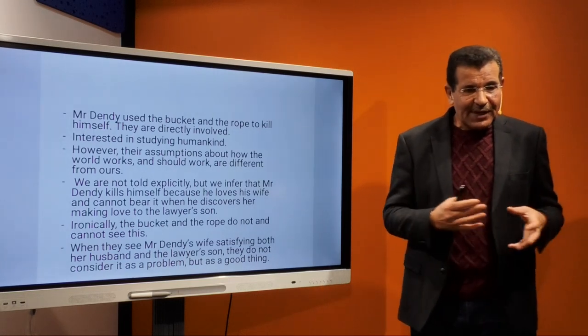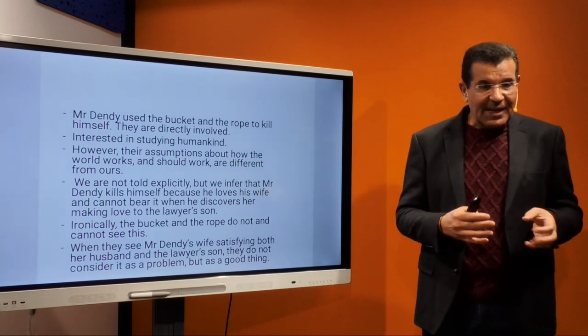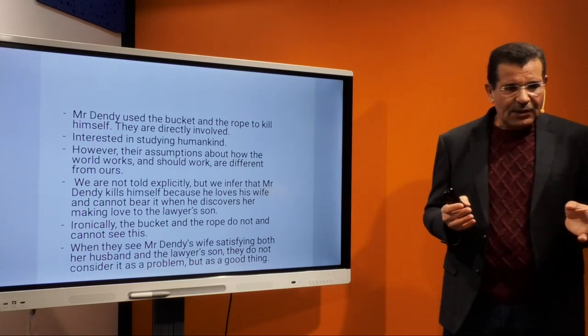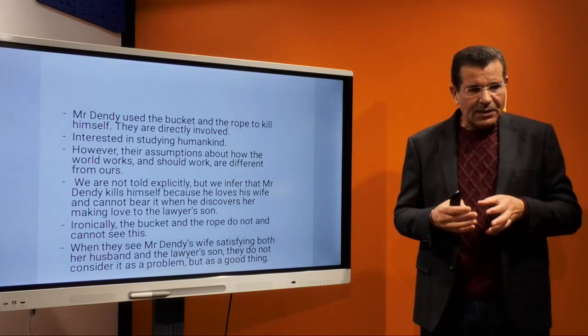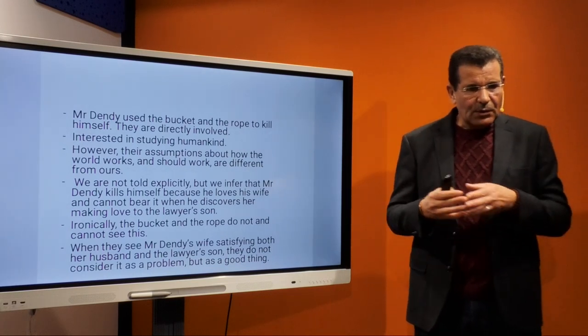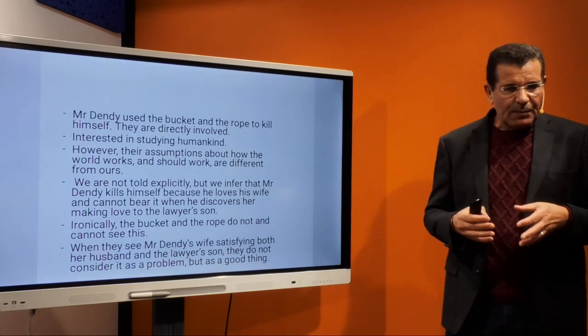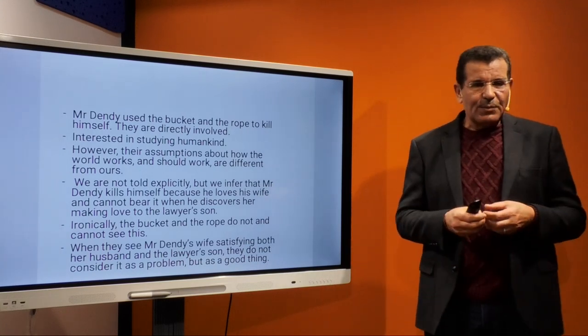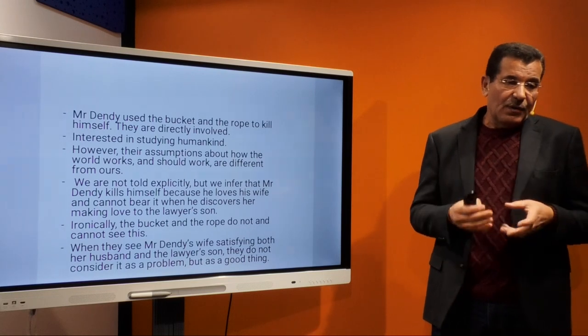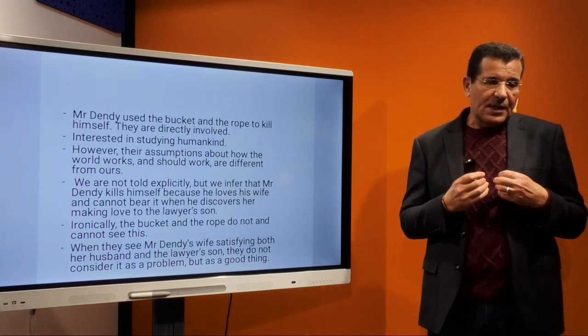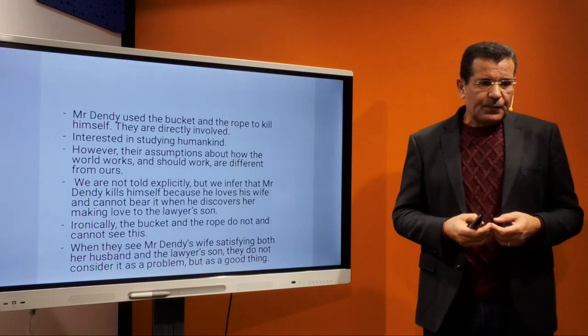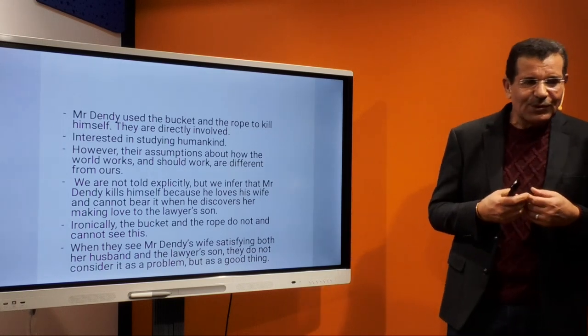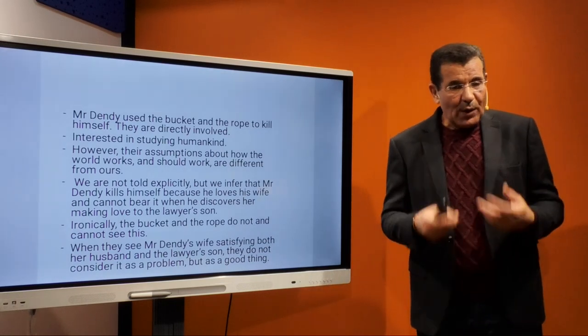But ironically, the bucket and the rope do not and cannot see this. And when they see Mr. Dandy's wife satisfying both her husband and the lawyer's son, they do not consider it a problem, but a good thing. And this is where we see the complexity of human behavior from the angle of the bucket and the rope. What we see as immoral, morally unacceptable, according to the bucket and the rope, is questioned.